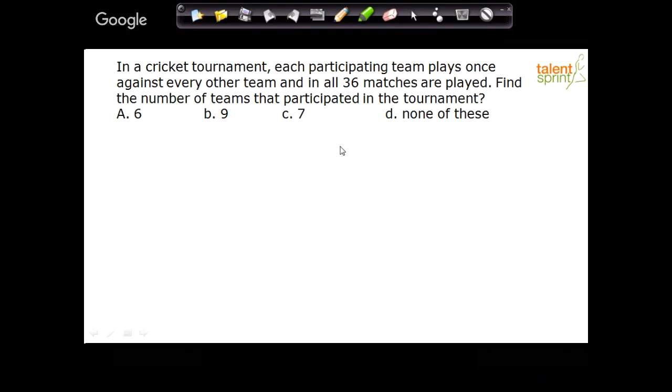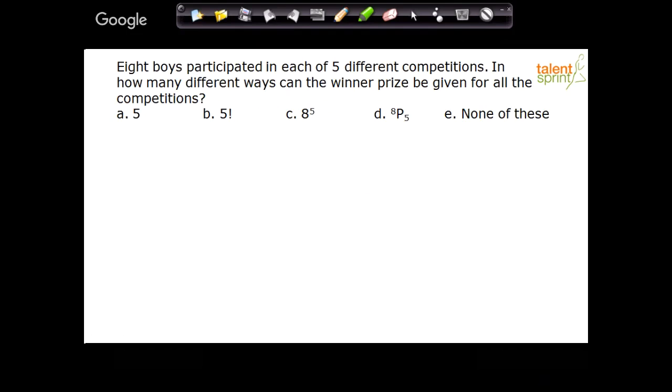Okay, so let's go to the next question that we were doing. Yeah. So this is the question. 8 boys participated in each of 5 different competitions. In how many different ways can the winner prize be given for all the competitions? So how do we solve this?